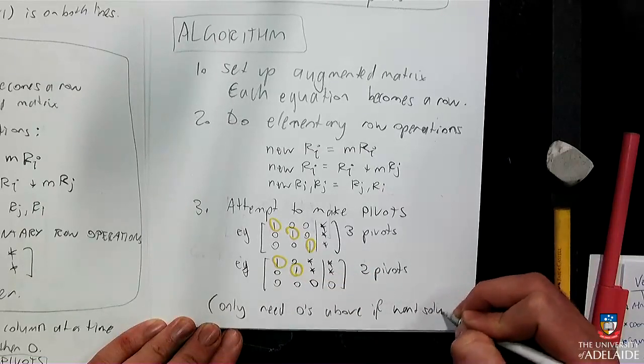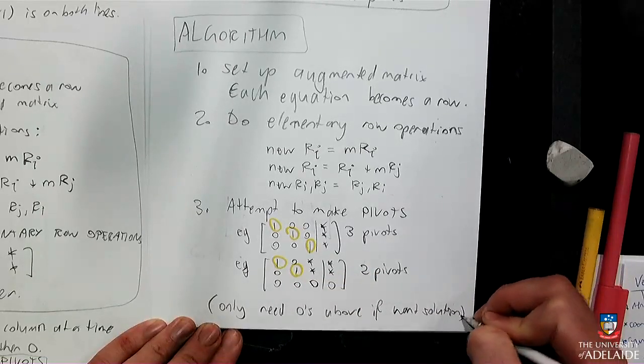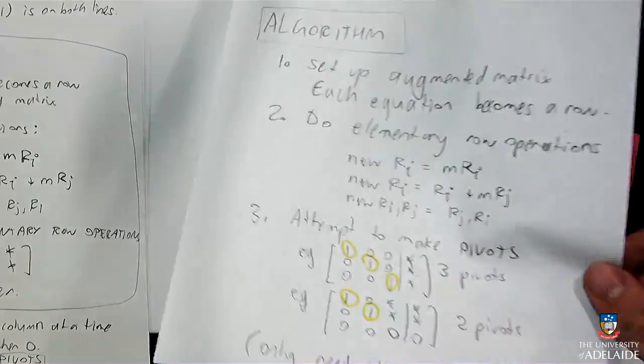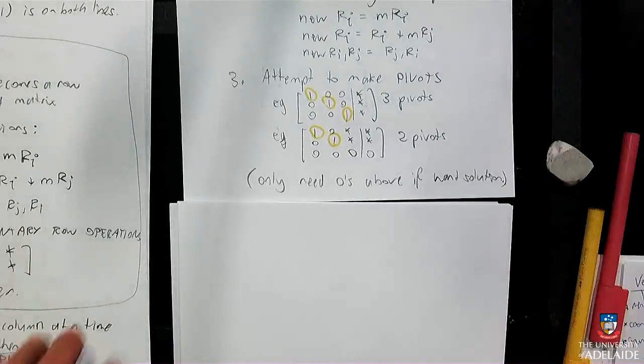If you want the solution, or if you just want to know where the pivots are, you can just make the ones in those spots. You don't even need to make the ones, as long as they're not 0, it should be okay. I'll talk about that in a minute. And then look for these situations.